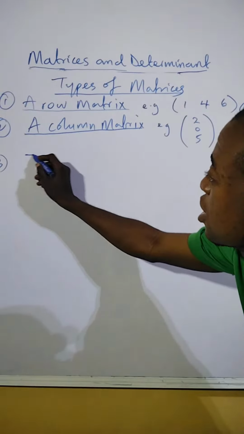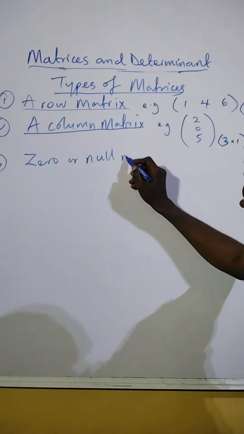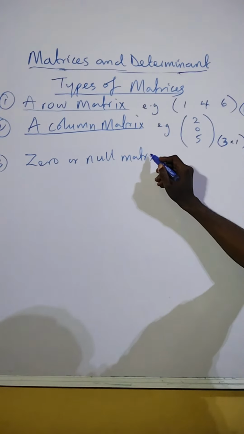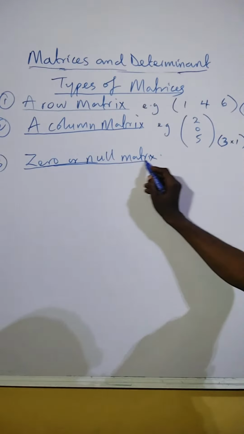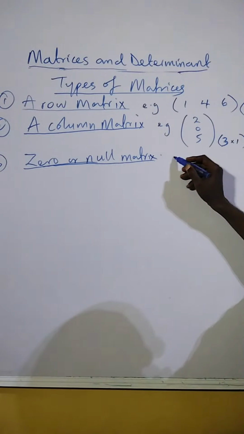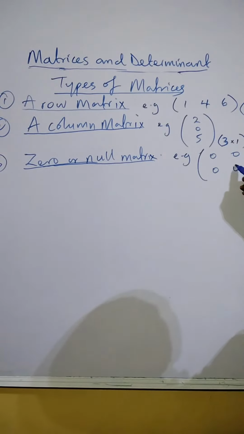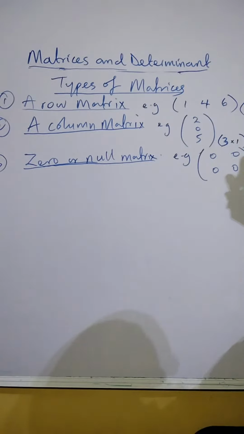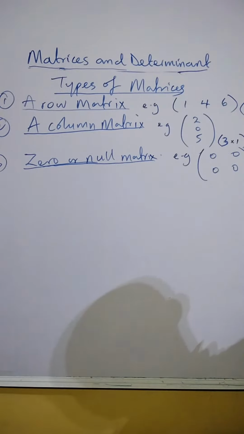And the next one, that's 0 or null matrix. This kind of matrix has all the elements 0. So all the elements inside this kind of matrix are null, that is 0. For example, when we have something like 0, 0, 0, 0, we discover that every element inside this matrix is zero. So it means we have a null or 0 matrix.